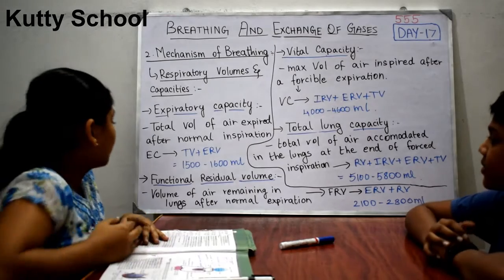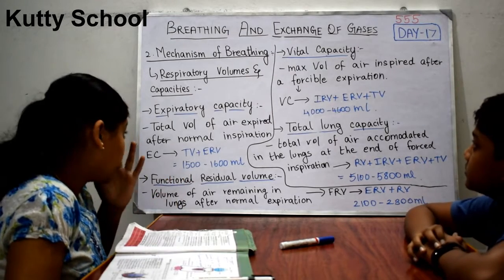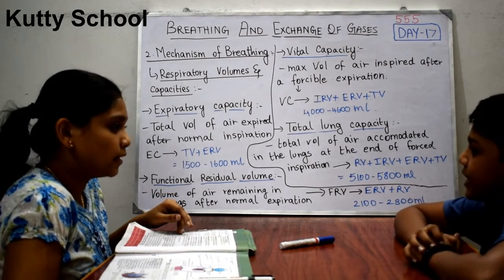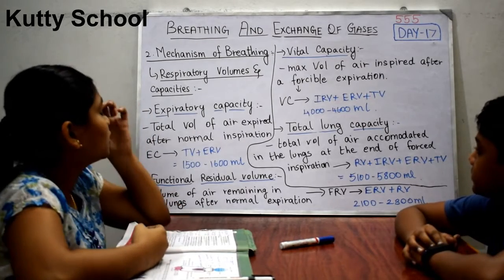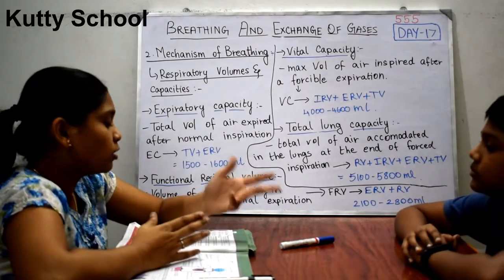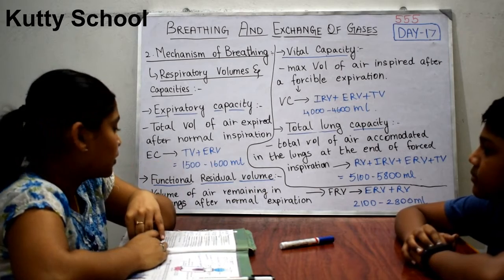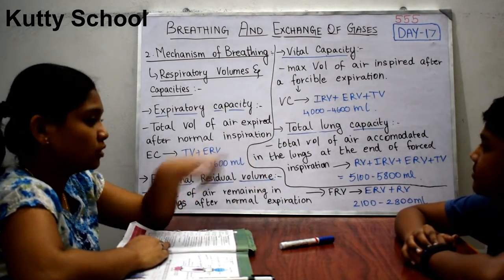Now we are going to see the other volume capacities. Last we saw inspiratory capacity. Here we are going to see expiratory capacity. It is nothing but the total volume of air expired after normal inspiration. So it is tidal volume plus expiratory reserve volume. That is 1,500 to 1,600 ml.